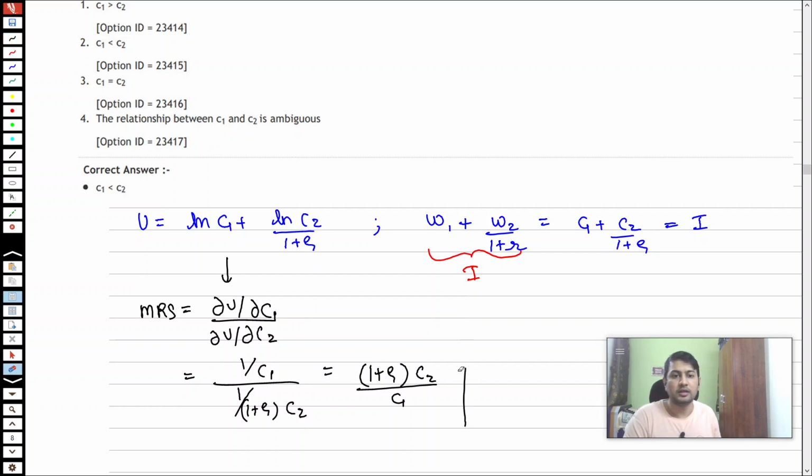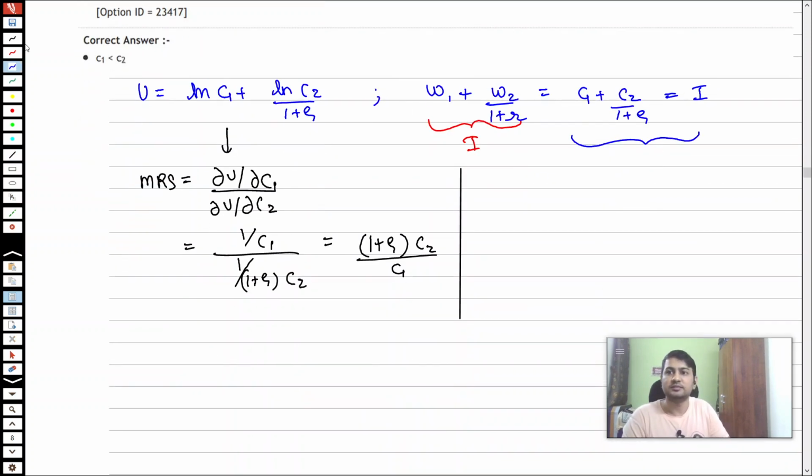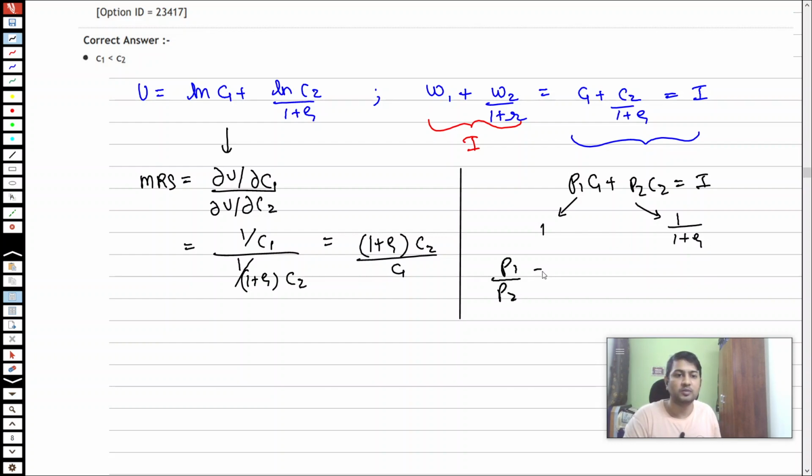Okay, and in here, you could think of this as P1 and P2, so you can resolve this as P1 C1 plus P2 C2 is equal to I, where P1 is going to be equal to 1 and P2 is going to be 1 by 1 plus R. So the price ratio P1 by P2 is going to be nothing but 1 plus R. Sorry, my mistake, this is R everywhere.